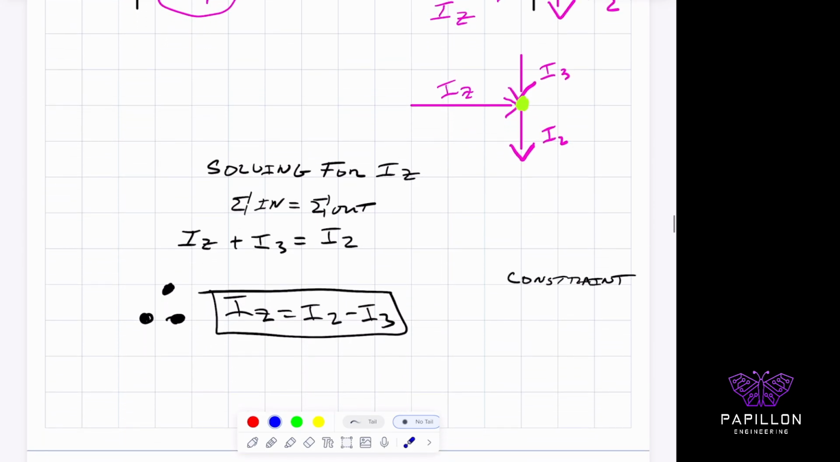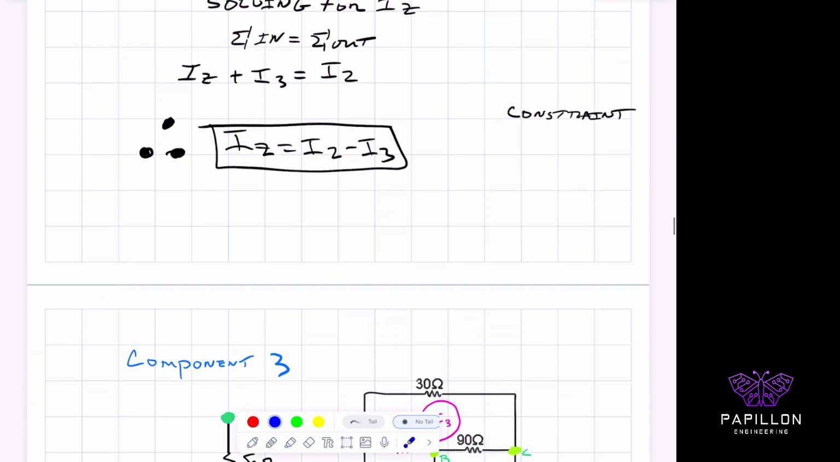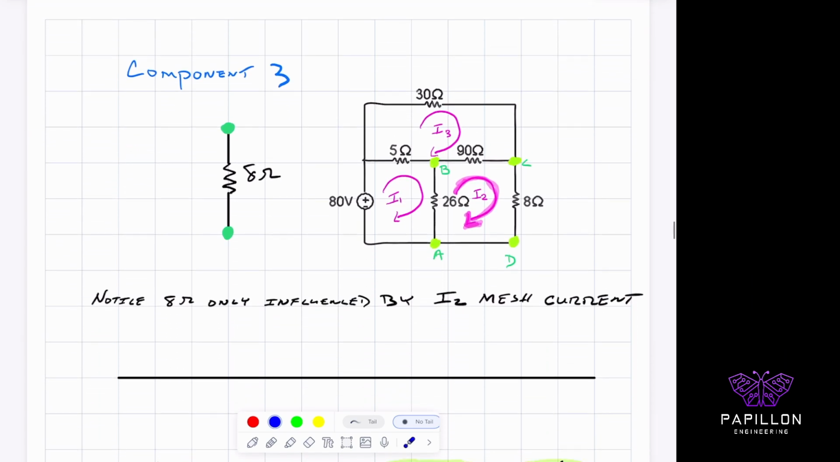So if we write KCL in its modified form, which means the sum of the ins equals the sum of the outs, we're going to get that IZ equals I2 minus I3. I also call these our constraints, so we have an idea of how these constraints will work out with these problems. And finally, for component 3, you're hopefully getting the hang of it by now.